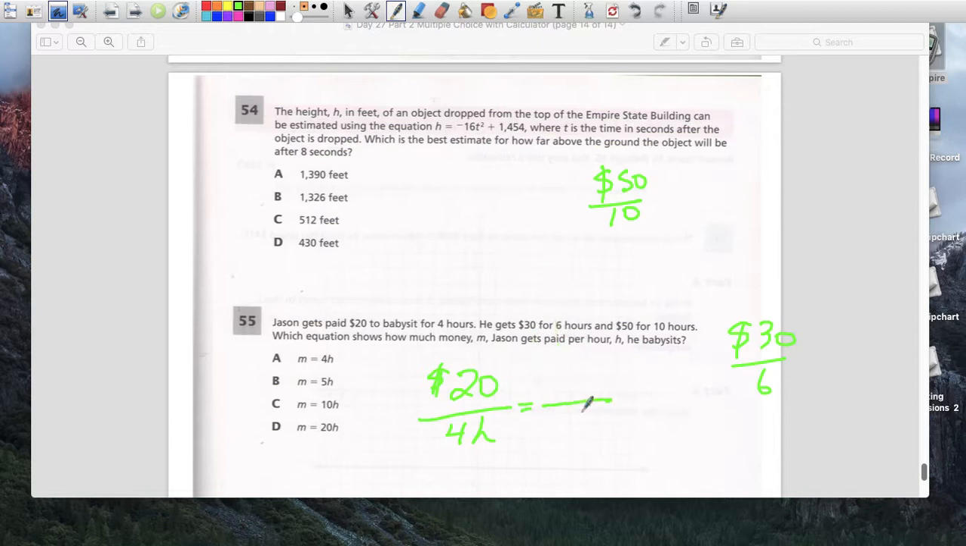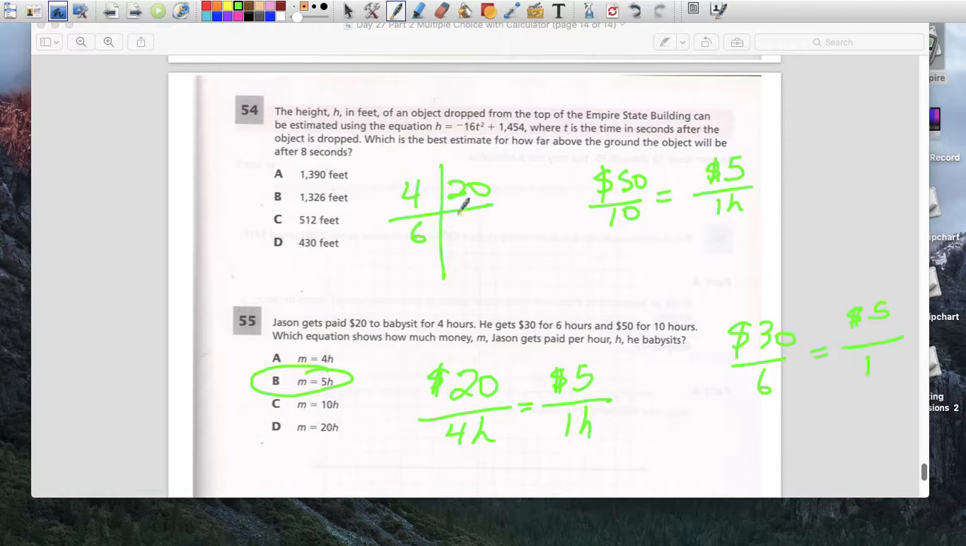So the ratio here would be $20 divided by 4 hours, which is $5 an hour. $50 divided by 10 would be $5 an hour, and divided by 6 hours he gets $5 an hour. So M equals 5 times H. The total amount of money he makes would be $5 times the number of hours he works. I just didn't see this, sorry.